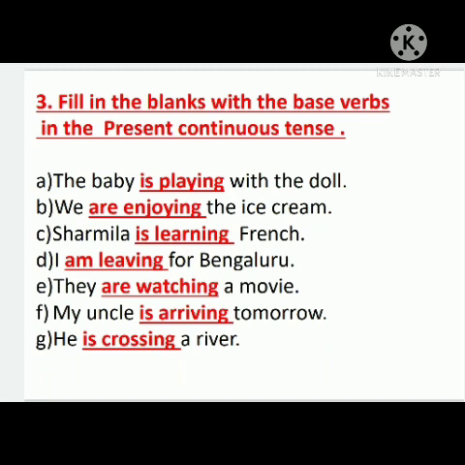F: my uncle is arriving tomorrow. My uncle is a singular noun, so we have to use is. My uncle is arriving tomorrow. G: he is. He is also a singular noun. He is crossing a river.